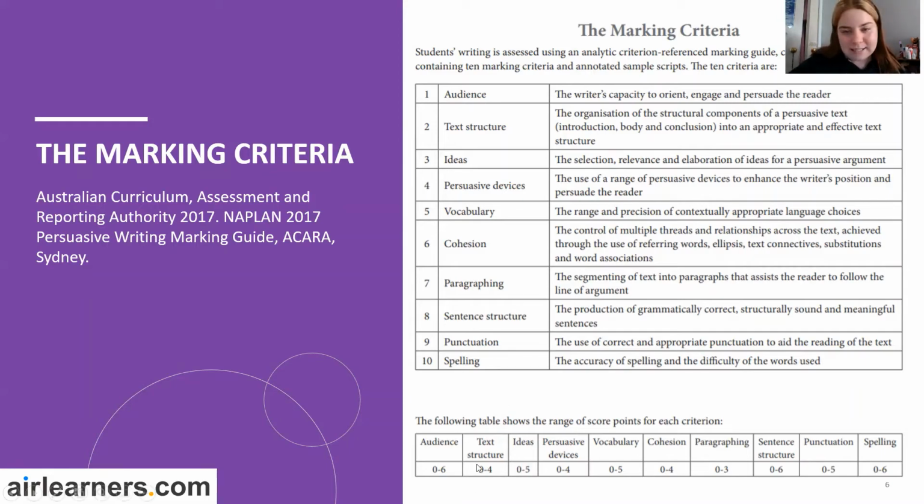Next, we have ideas. The selection and relevance and elaboration of ideas in a persuasive argument, and that is from 0 to 5. Next, we have persuasive devices, the use of a range of persuasive devices to enhance the writer's position and persuade the reader.